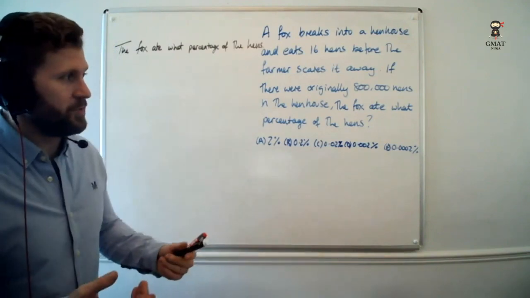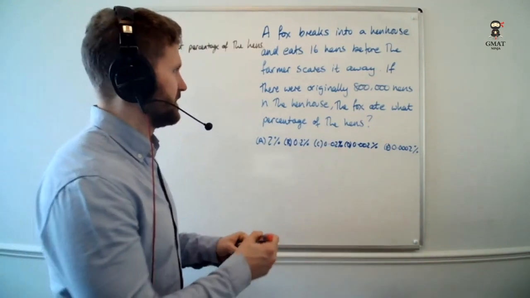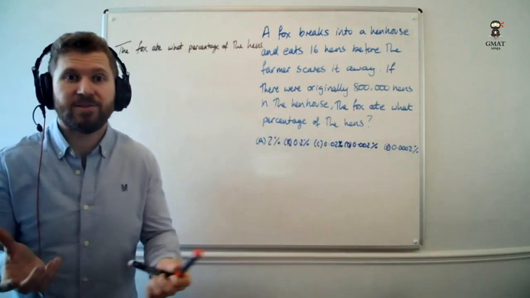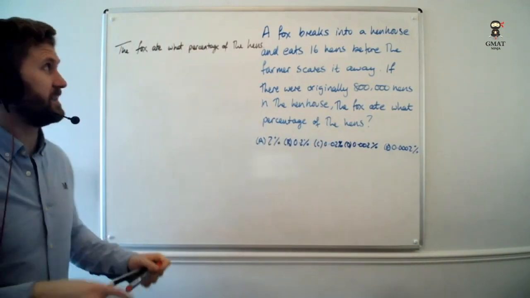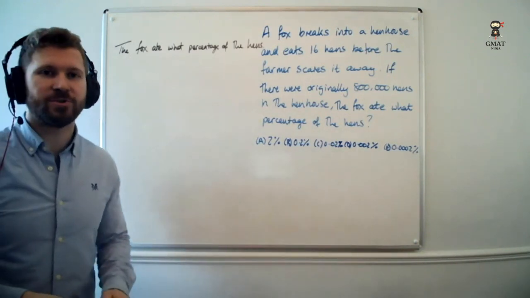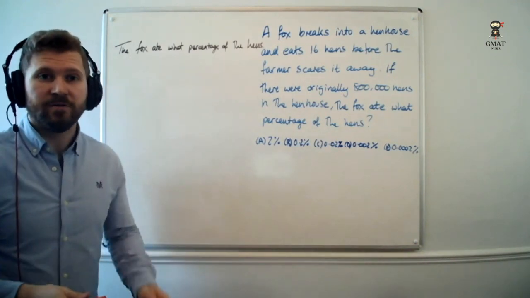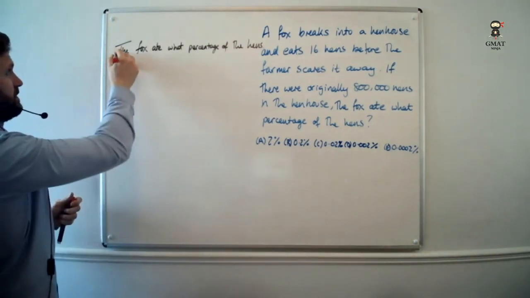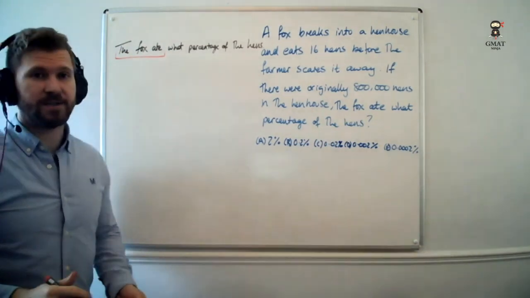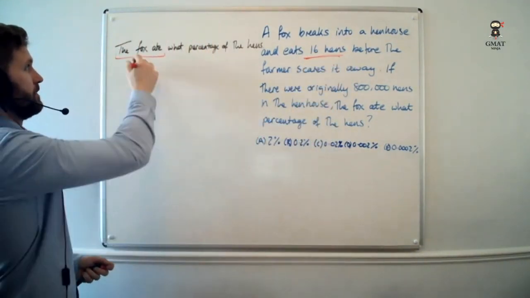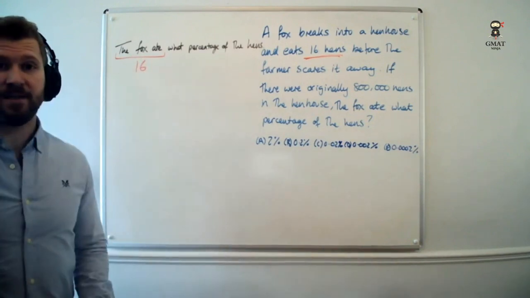Now, the big clue to get this question going is this final sentence. The fox ate what percentage of the hens? That's the question. And the challenge is to translate that into algebra. So I've rewritten this up at the top left, and we're going to go word by word, converting this from text into algebra. So the first section, the fox ate. Well, from the question, we were told the fox ate 16 hens. So the fox is going to eat 16 of these hens.